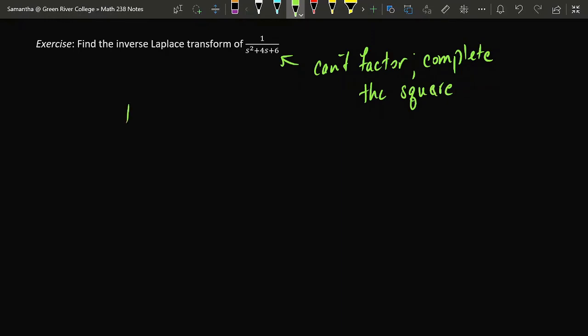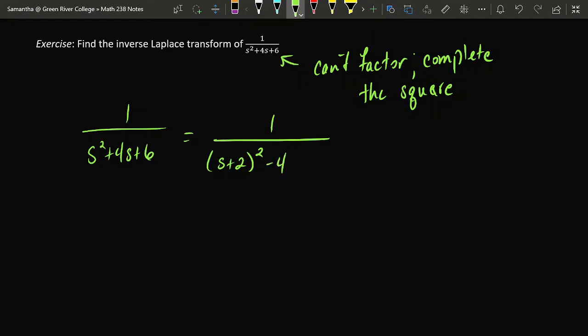So I'm going to take 1 over s squared plus 4s plus 6, and I'm going to rewrite it with the square completed. If I take half of 4, that's equal to 2. So I get s plus 2 quantity squared. Then take away 2 squared, and here's our 6 from the original expression.